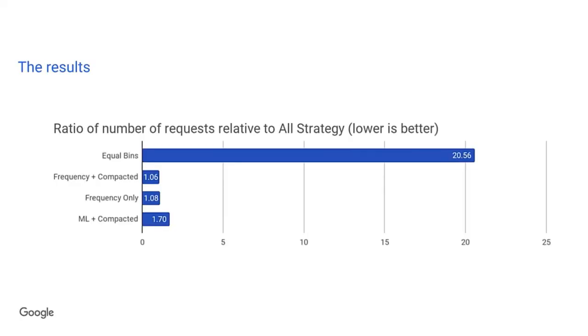Okay, so time for the exciting part, the results of our analysis. First we're going to look at the criteria of the number of requests made. This graph shows, for each of the 4 strategies I talked about earlier, how many requests were made relative to our all strategy. We used, as a control, just a single large font file that contained everything.